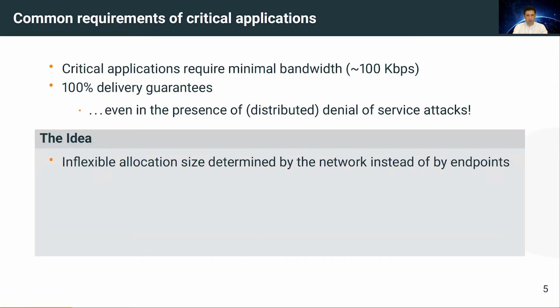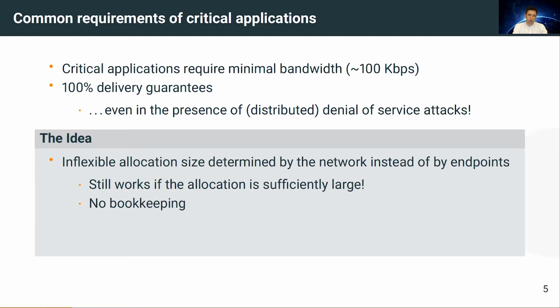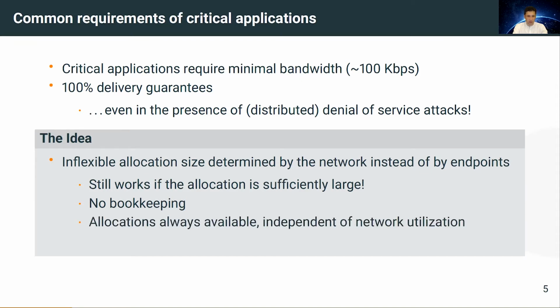Our idea is therefore to remove the flexibility of allocation that was present in previous protocols and have a distributed algorithm determine the size of allocations instead of endpoints. This allocation will be sufficient if it's above a minimum threshold. But this small change provides several improvements. First of all, it removes the need for bookkeeping and to make sure that the allocations are always available independently of network utilization. And therefore, it's also great against adversaries because they cannot influence the allocation process.